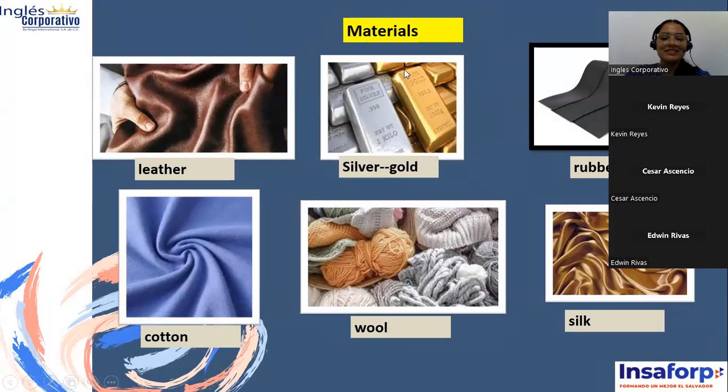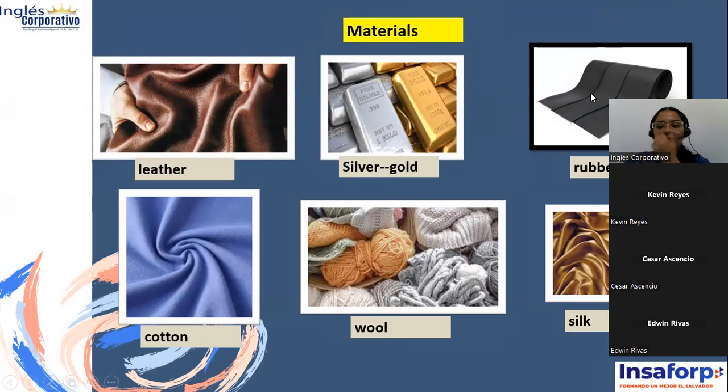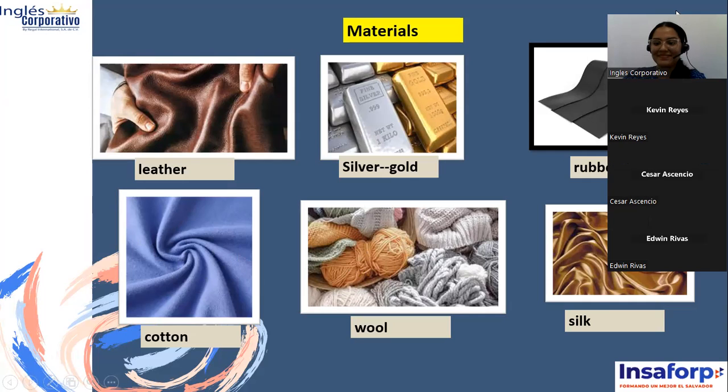Okay. We're going to study materials. Tenemos acá materiales de artículos. Leather, cuero. Silver, it's plata. Gold es oro. Rubber, es hule. Cotton, wool, lana. Cotton es algodón. Wool, lana, and silk. Silk, sería como la tela. Ay. Let me remember. How is that? La tela, silk. Like a seda. Seda, it is in Spanish.